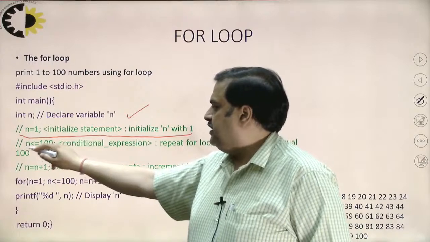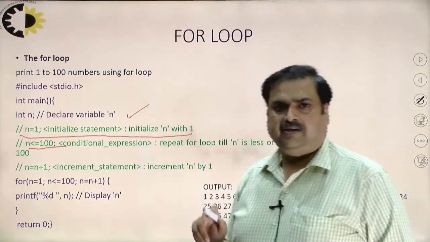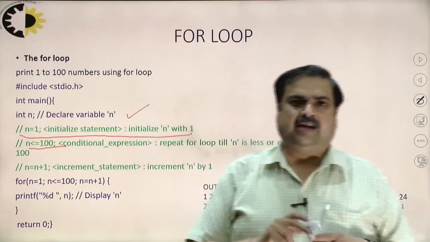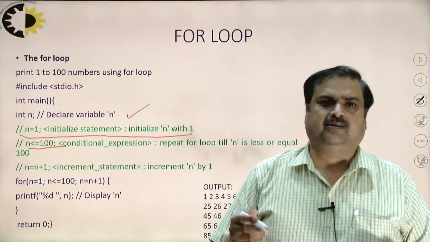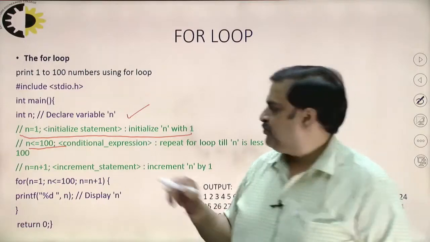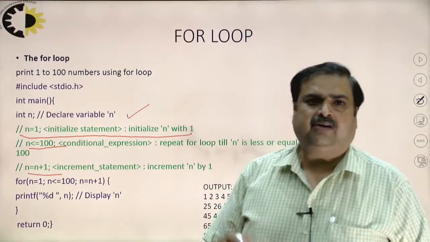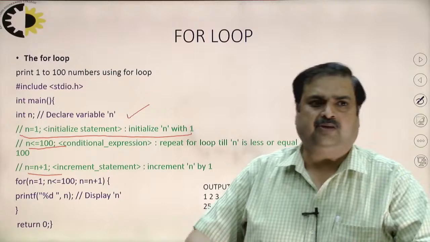Next part will be the condition. We want to print up to 100, so we will check whether n reached 100 or not. We are going to print n until it reaches 100, and then the increment or decrement. In this part we will perform one increment to the n.